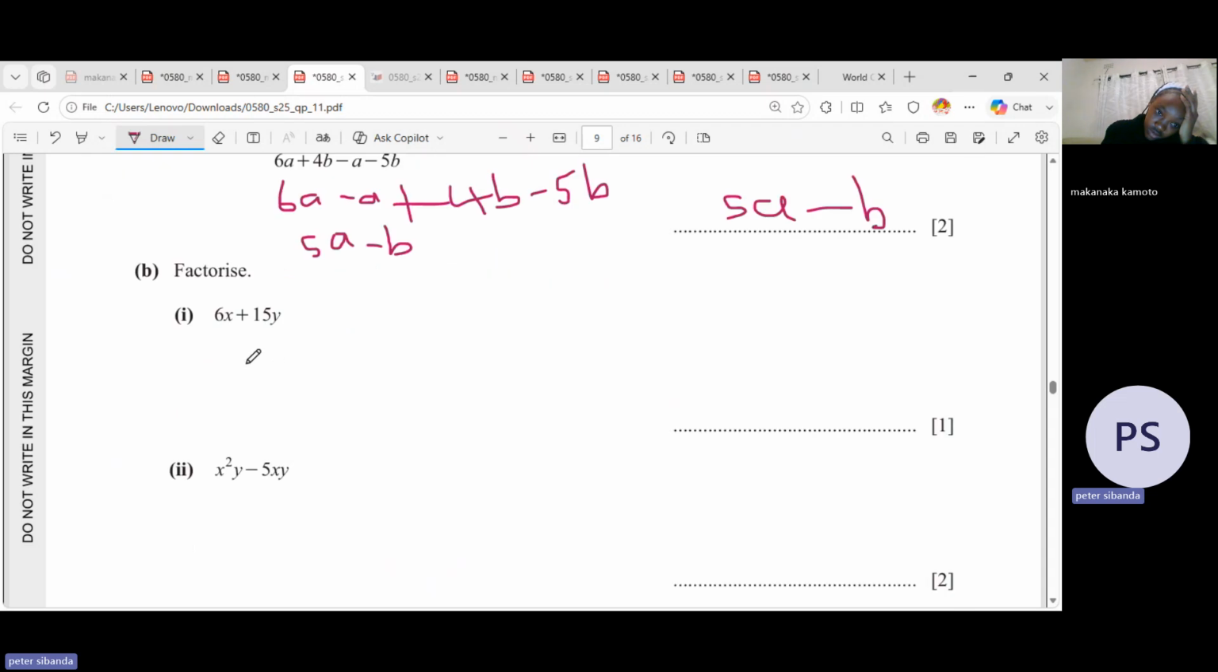Factorizing now, that's something where we have to ask ourselves, what is the biggest number or letter or combination of the two, which can get into 6x and 3y? Because this is x, this is y, we're not going to be talking about x. We're going to remember what is called common.